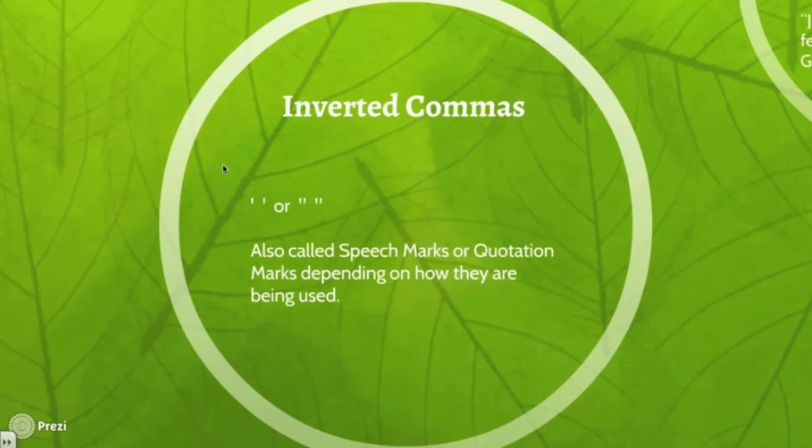Inverted commas are these little pieces of punctuation here and here, and we can also call them speech marks or quotation marks depending on how they are being used. So I'm just going to go through briefly how we would use them to indicate direct speech and also how we'd use them when we were quoting what people have said or quoting from a text if we're writing an essay.